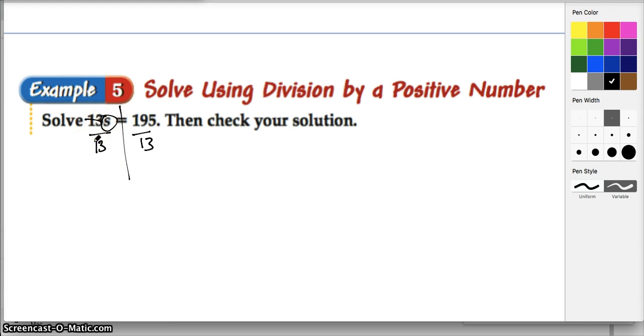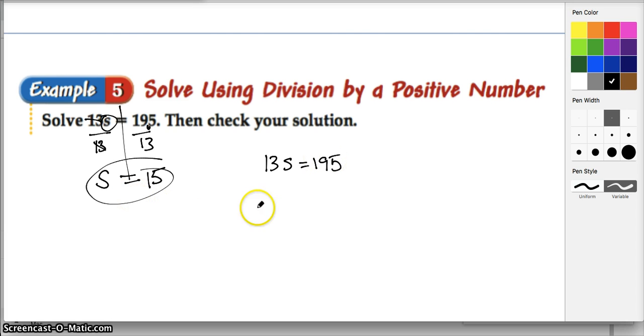When I do that, I'm left with S on the left side, and on the right side I've got 195 divided by 13. Well, 13 goes into 19 one time with a remainder of 6, and 13 goes into 65 5 times. So S is equal to 15. How do I check it? Go back to the original problem. Plug in your answer in for the variable. So 13 times 15 is 195.